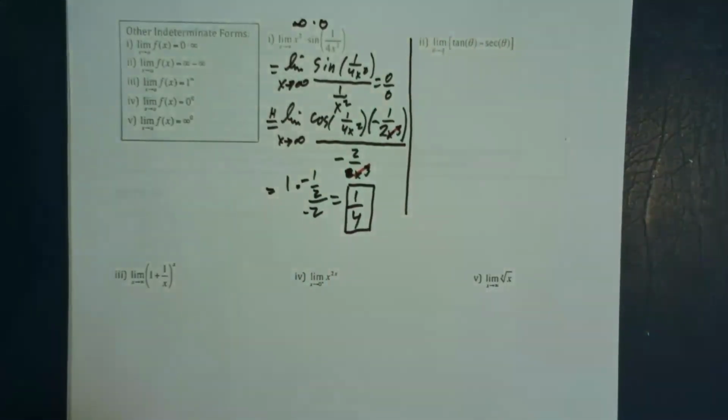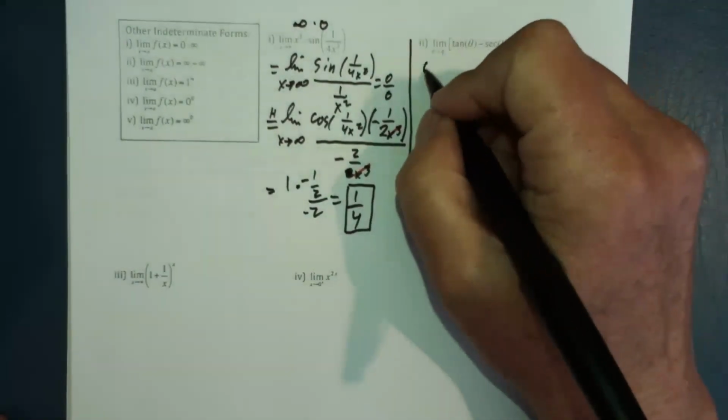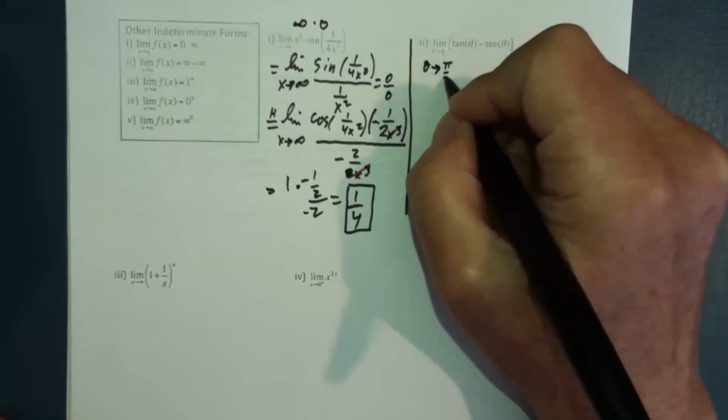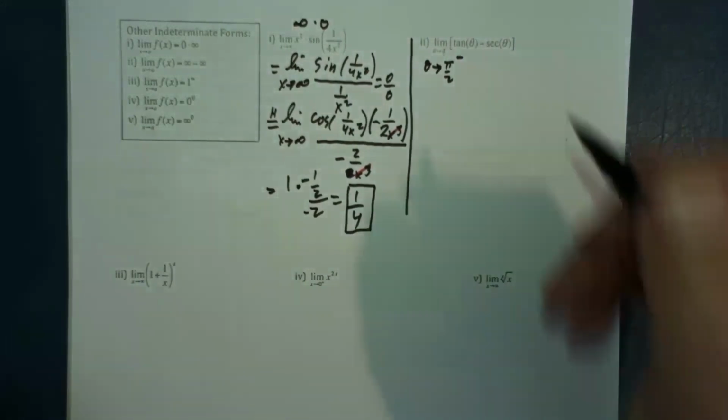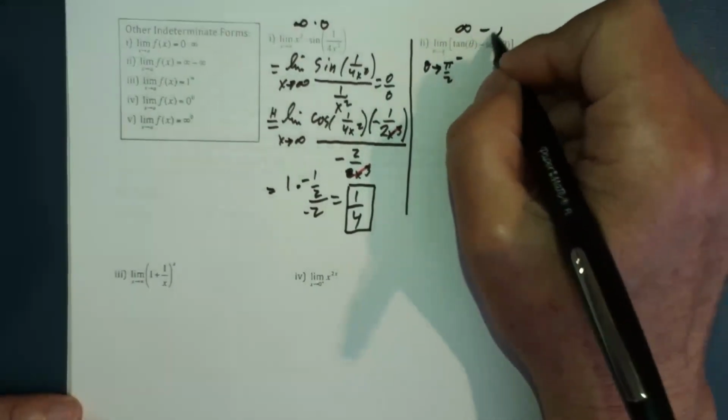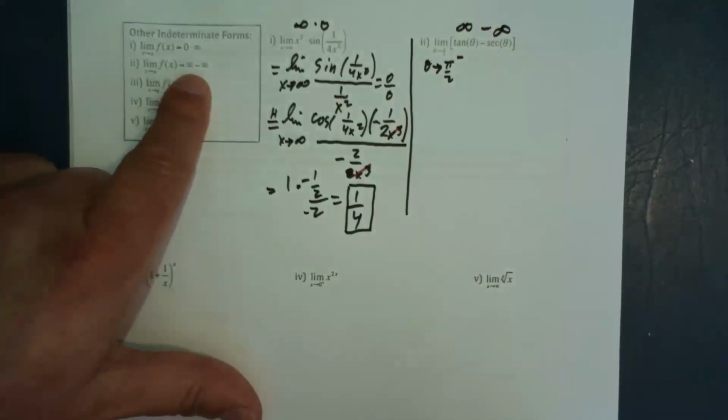All right, this is a little hard to see. This is as theta is going to pi over 2 from the negative side, from the left side, I should say. And please note, this is going to give us infinity minus infinity. So here's our next indeterminate form.